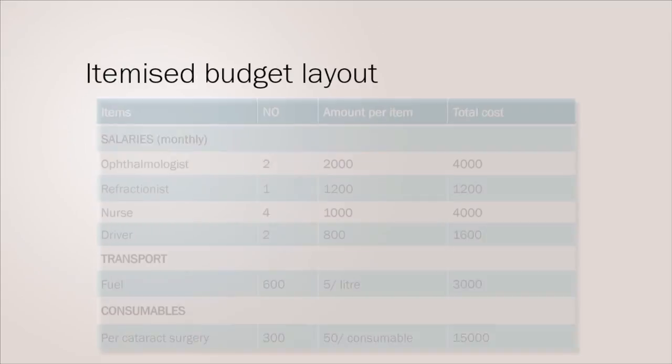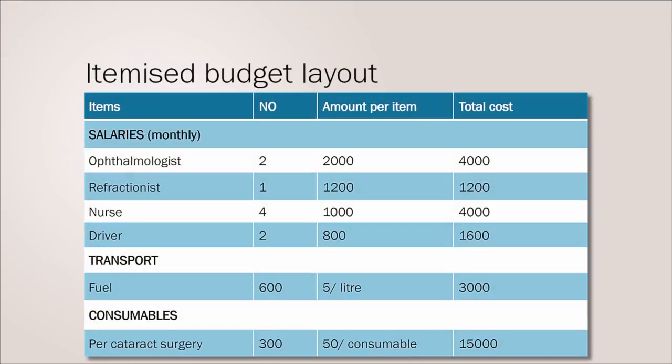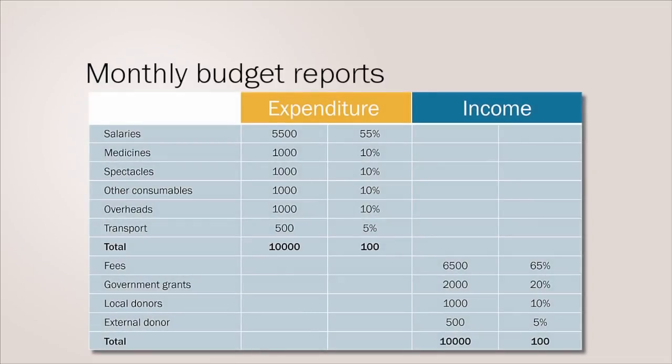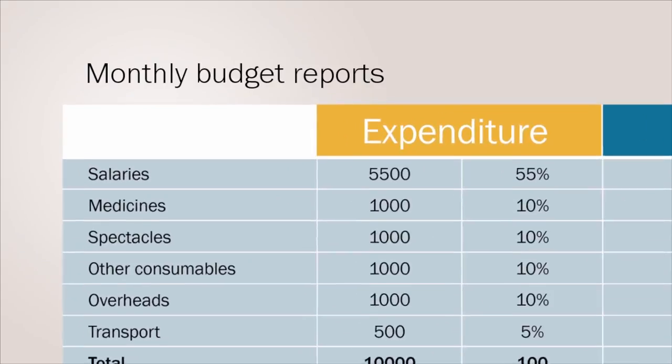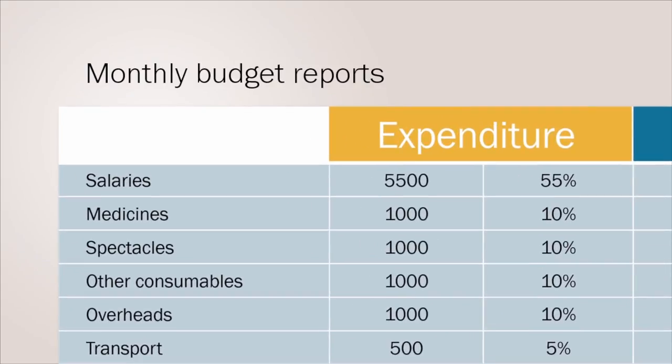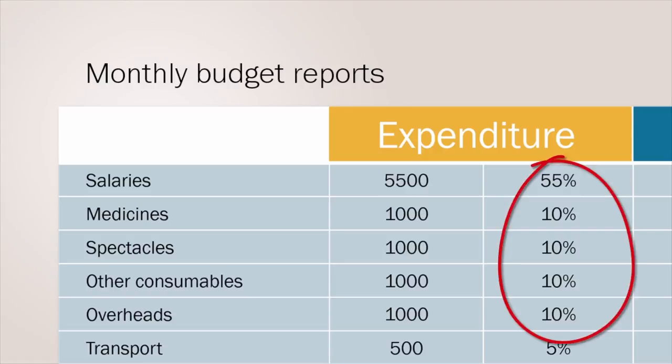An itemised budget layout for each activity is established in order to be able to update or vary estimates and quantities. Information on both expenditure and income is part of a monthly report that should be produced for management. To do this, the percentage of each line item that has been spent, expenditure, or collected, income, is calculated. Items worth 10% or more are especially important.